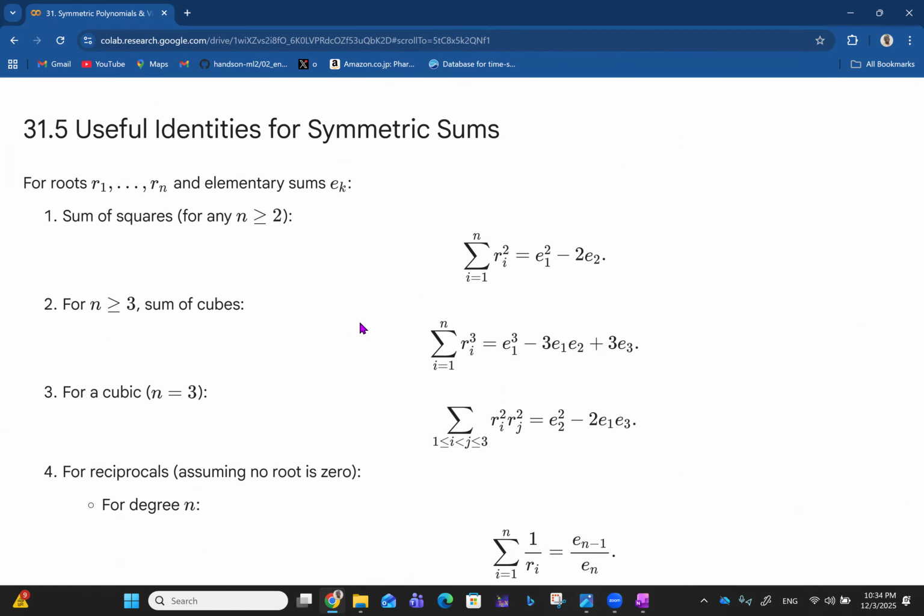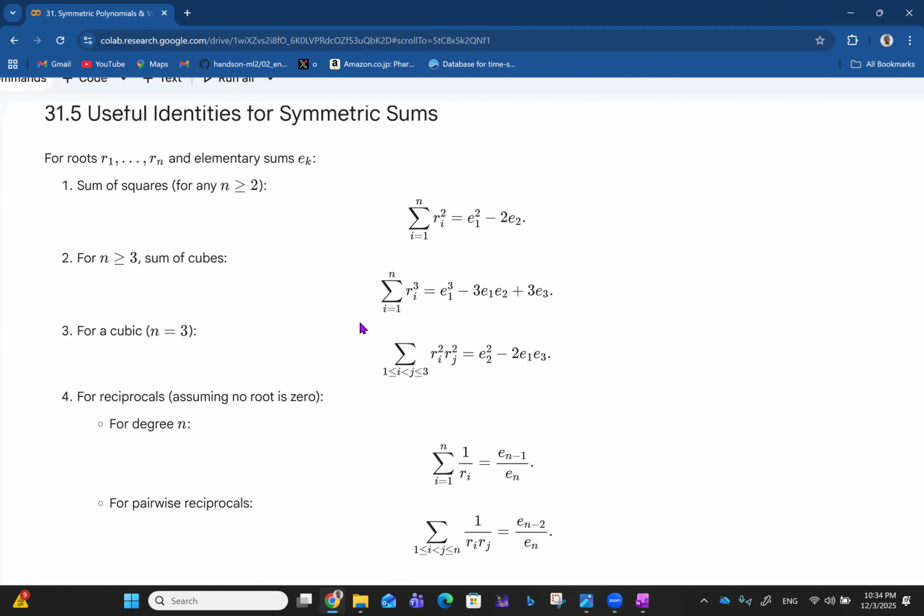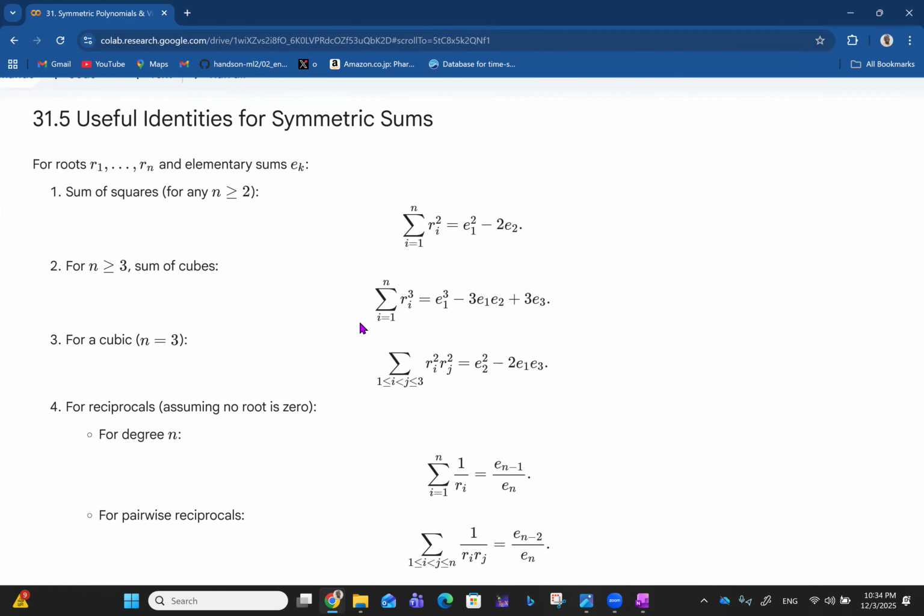So let's look at some useful identities for symmetric sums. For roots R1 up to Rn and elementary sums Ek, the sum of squares for any n greater than or equal to 2, summation from i equals 1 to n of Ri squared, will be equal to E1 squared minus 2E2. Okay? So that is a very important expression. And if you look at it properly, everything seems to be following a pattern.